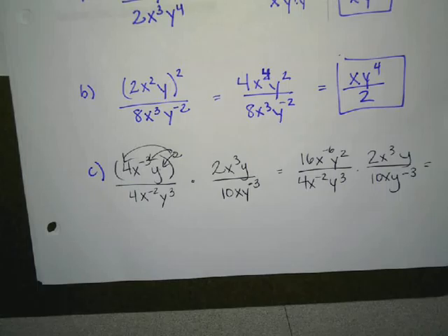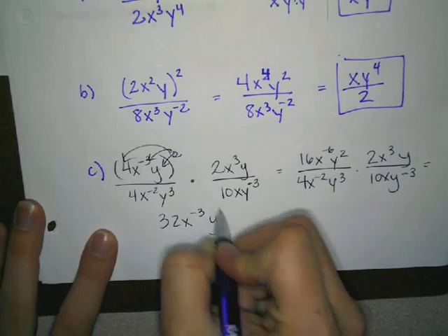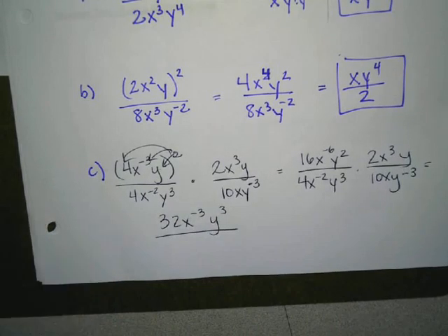Okay, so again, you just write down x to the negative third. We're going to take care of the negative here in a minute. And then y squared times y. Y to the third, because that's like y to the first. So on the top, we're going to have 32 x to the negative third y cubed. And then we're going to do the same thing on the bottom there.